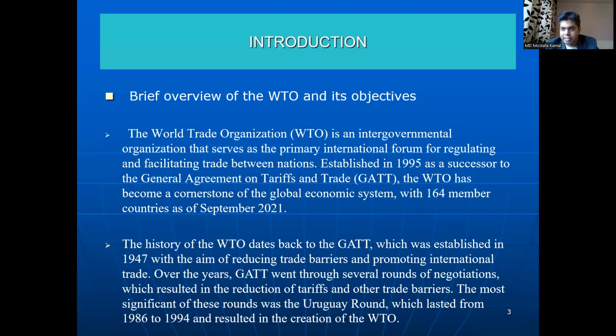In the second place, I will discuss the history of the World Trade Organization, which dates back to GATT, established in 1947 with the aim of reducing trade barriers and promoting international trade. Over the years, GATT went through several rounds of negotiations, which resulted in the reduction of tariffs and other trade barriers. The most significant of these rounds was the Uruguay Round, which lasted from 1986 to 1994 and resulted in the creation of the World Trade Organization.